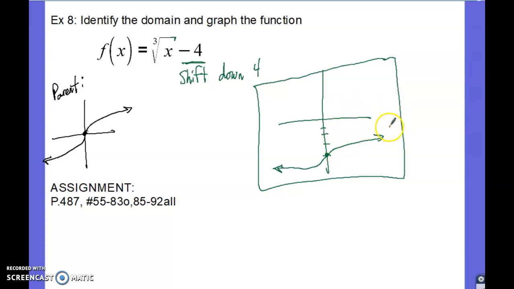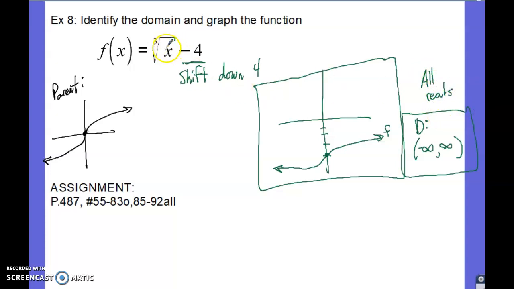But I also want to point out that the domain is all reals. And you know I like my interval notation, so remember this is your interval notation for all reals. The reason for that is because we can cube root positives and negatives. We go infinitely to the left and infinitely to the right. And really the cube roots are easy because the domain is always all reals. You never have to do any arithmetic.